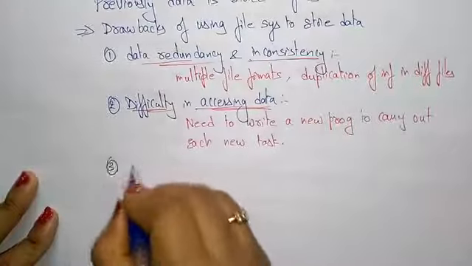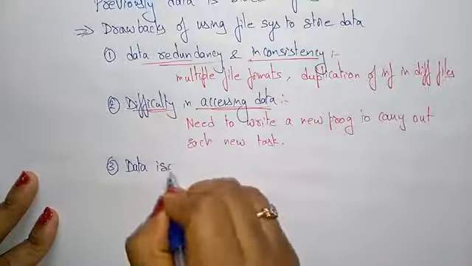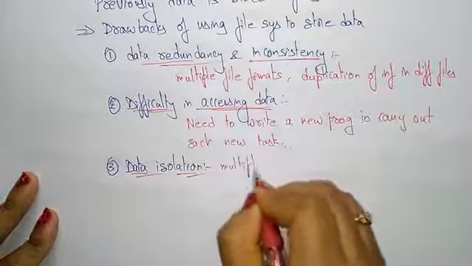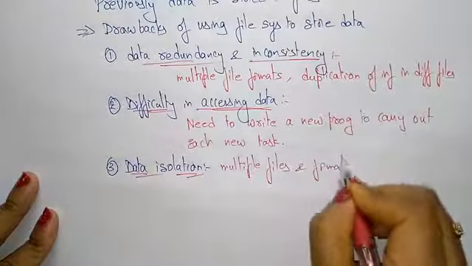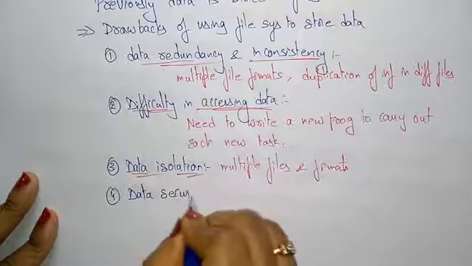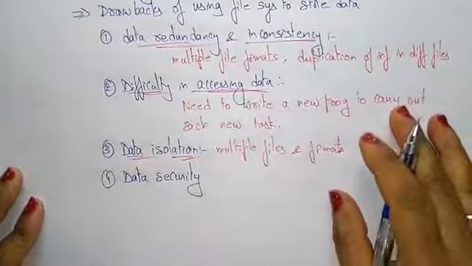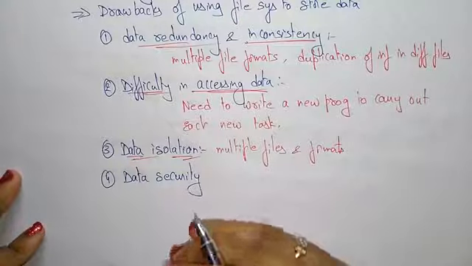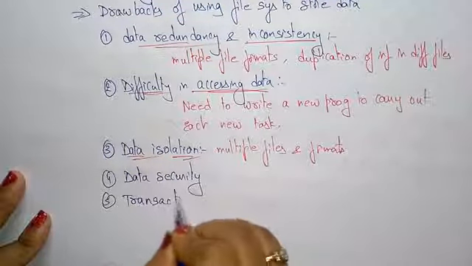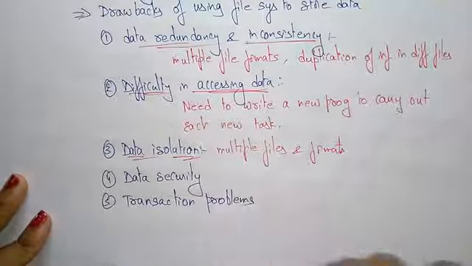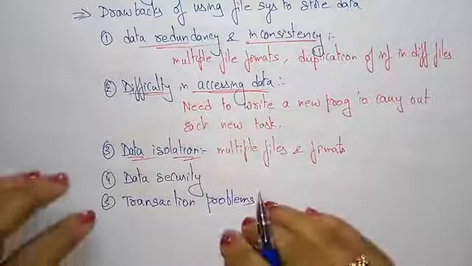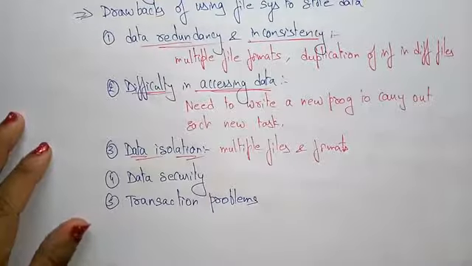Next, data isolation. Another problem in using the file system is data isolation. Here data isolation means it uses multiple files and formats. Next, it has the data security problem. When you store the data in files, retrieving and storing the data raises some security issues in the file system, and there are transaction problems. If you want to transfer data from source to destination, some transaction problems will occur in the file system. These are all the different drawbacks of the file system.